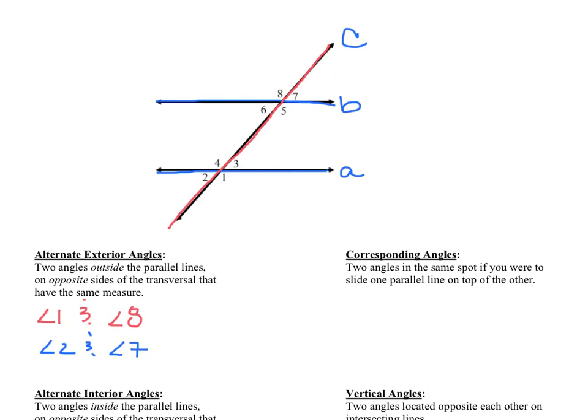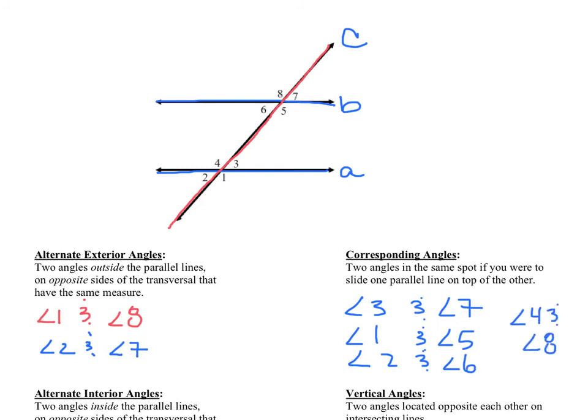Corresponding angles are two angles that would land in the same spot if you could slide one parallel line on top of the other. So if you could take line A and slide it up and try to envision which of these four angles would land on top of these four angles, those would be your corresponding angles. So angle 3 and angle 7 are corresponding because they're in the same spot. Angle 1 and angle 5. Angle 2 and angle 6. And angle 4 and angle 8. And each of these pairs, 3 and 7, 1 and 5, 2 and 6, 4 and 8, they would have the same measure as each other.